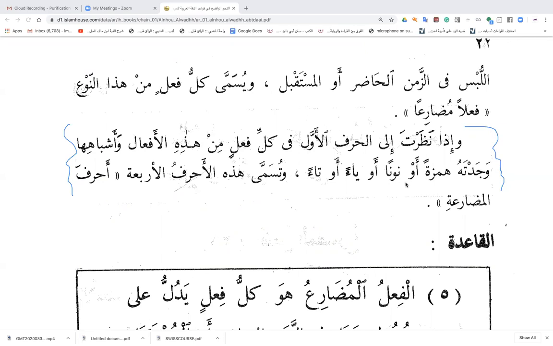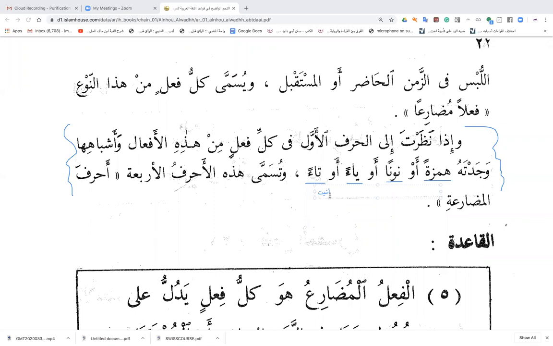You notice that the first letter is either going to be Hamza, for example, أغسل, right? Or noon like نلعب. Or ya ينتبه. Or ta تأكل, right? أنيت. That acronym is very important. أنيت.